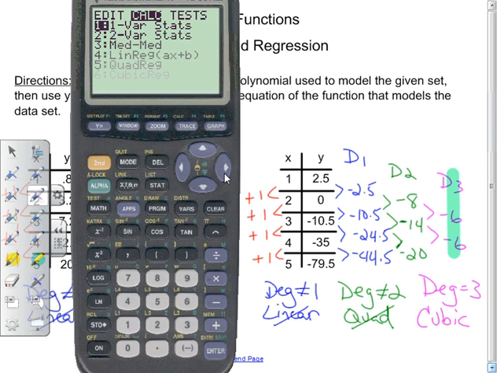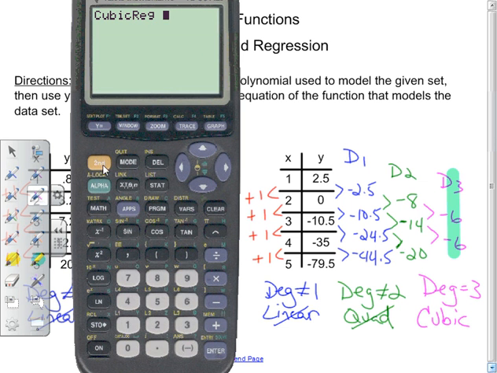So I hit stat, right arrow, scroll down to number 6, which is a cubic regression, based on the fact that I know the third order differences were constant, so it's degree 3. Its name is cubic, so you need to know the vocabulary so you can go to your calculator and pick out the right words in this list. Okay, so cubic regression, second 1 to get L1, comma, second 2 to get L2, comma, vars, right arrow for functions, and put that in function 1. Okay, so then I hit enter.